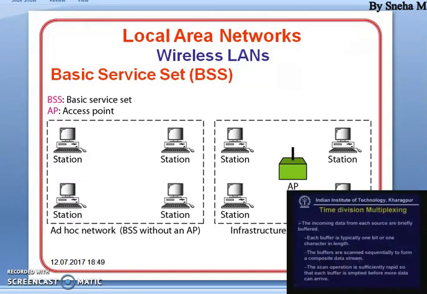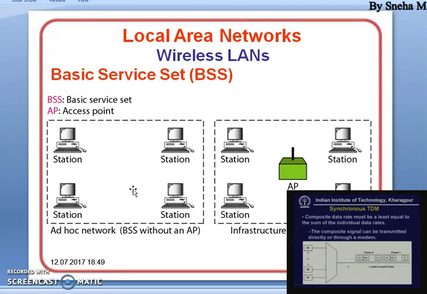So here you can see two pictures. One is ad hoc networks, the other one is infrastructure. Basic service set is the collection of mobile or stationary wireless devices with an optional access point, the central base station. Access point is nothing but a central base station, which is used to send or receive data from other BSSs. So the one without the access point is called an ad hoc network. The BSS with an access point is called infrastructure.